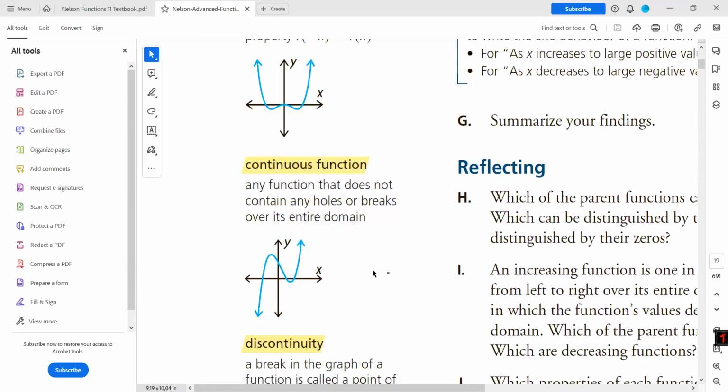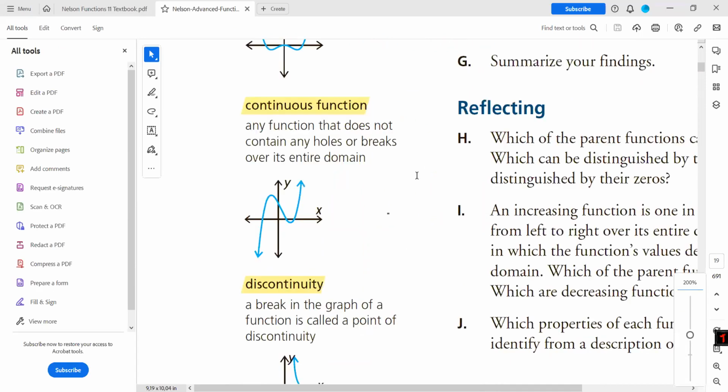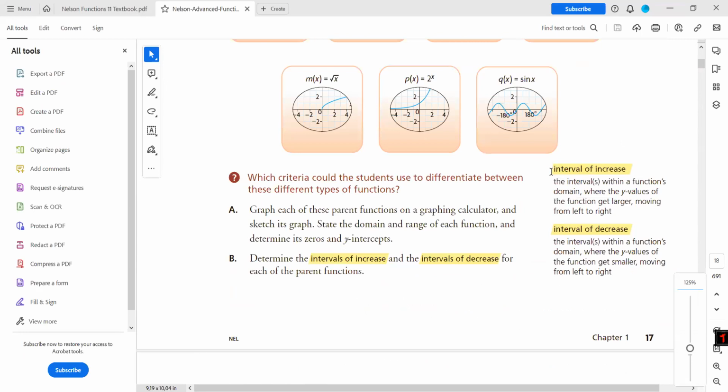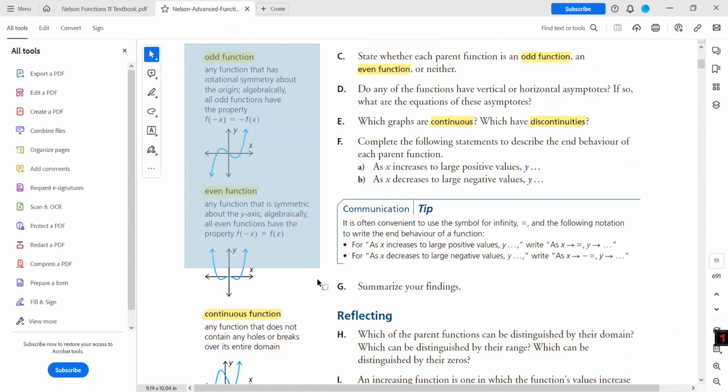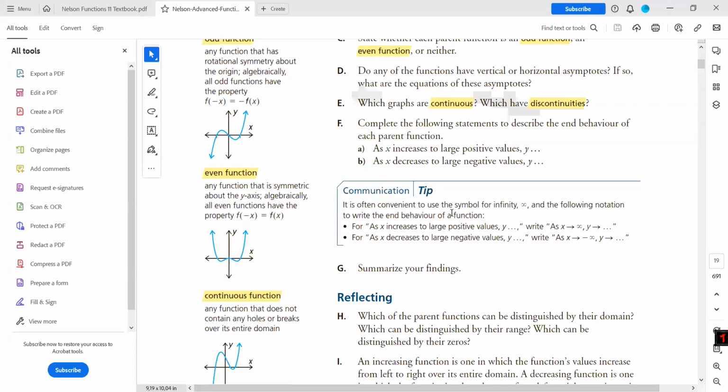And continuous functions. Continuous functions are any functions that don't contain any holes or breaks over their entire domain. This is a standard odd degree function. A third degree function is going to be a continuous function. So what do we know up to now? We know that the function could increase and decrease. We know that the function could be odd or even. And we know that a function could be continuous or discontinuous at this moment.